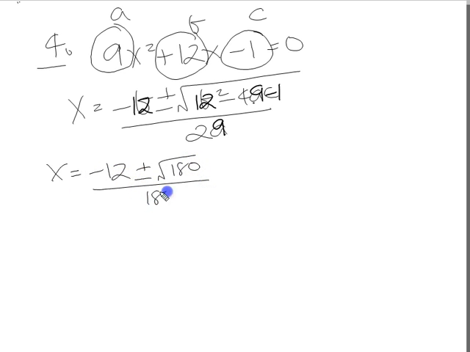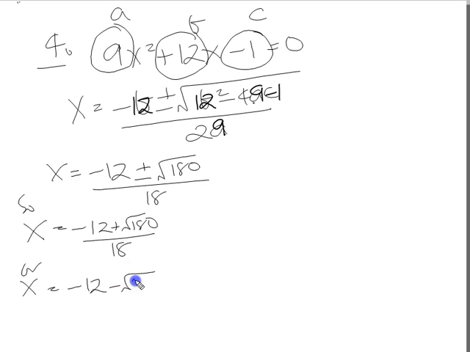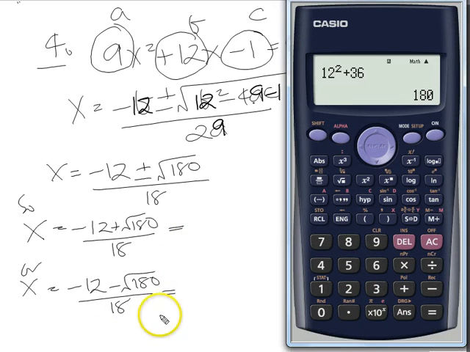All over 18, yeah? So x equals then minus 12 plus root 180 over 18. Or x equals minus 12 minus root 180 over 18. Yeah? So let's see what we get in either of these cases, shall we? So minus 12 plus root 180. There's the negative 12, plus the square root of 180.